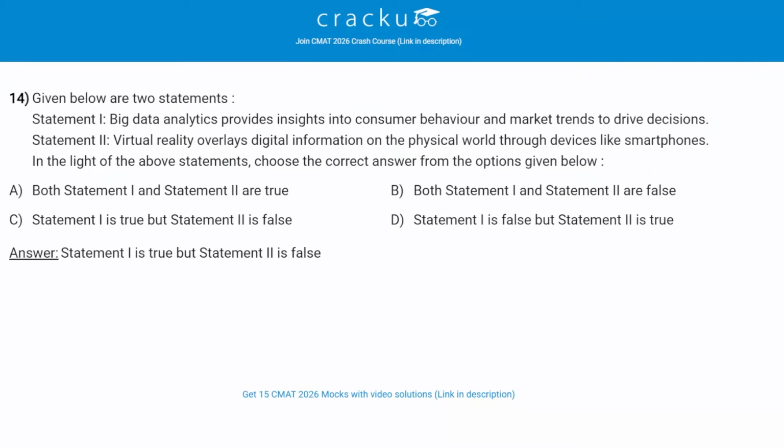In this question, we have been given two statements. Statement 1: big data analytics provides insights into consumer behavior and market trends to drive decisions. This is correct. Virtual reality overlays digital information on the physical world through devices like smartphones. This is wrong. It is not virtual reality, it is augmented reality. So basically, statement 1 is true, statement 2 is false. Option C is the correct answer.